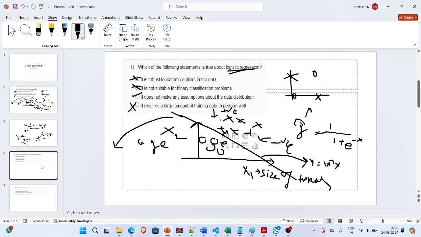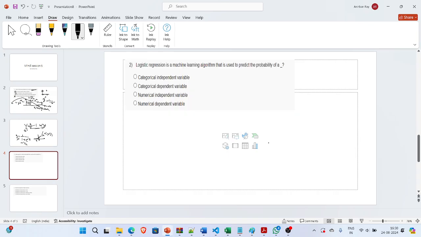Okay, let's continue. So logistic regression is used to predict the probability of a category. Categorically, you can understand these as discrete values, and numerical can be any number. So yes, logistic regression is for categorical values, 0 1 or 0 1 2 3, like that.